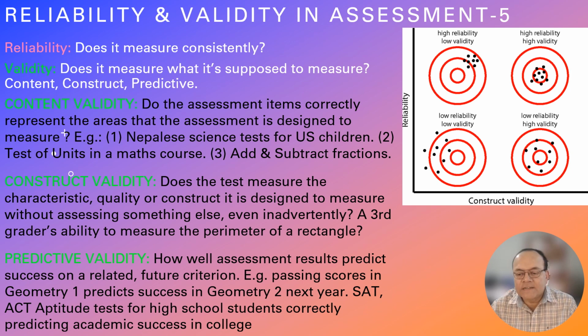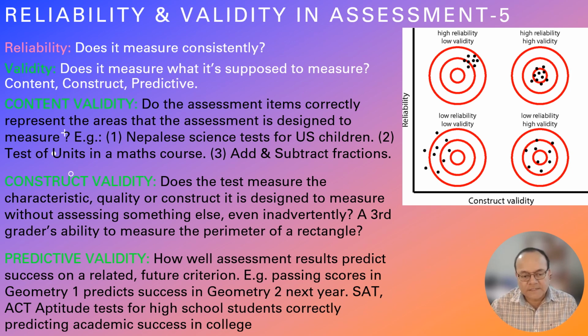Now, predictive validity. How well the assessment results predict success on a related future criterion. We predict how well the student will do later on. See, suppose a student has done geometry 1 in 1 year. We can reasonably predict that he might do well in geometry 2 next year. A student who is coming first in all grades from 1 to 5, we can reasonably predict that this guy is a very studious guy. He'll do well in 6th grade.